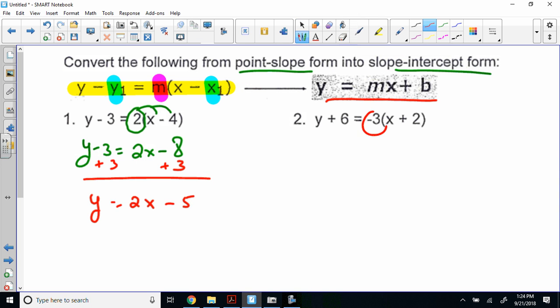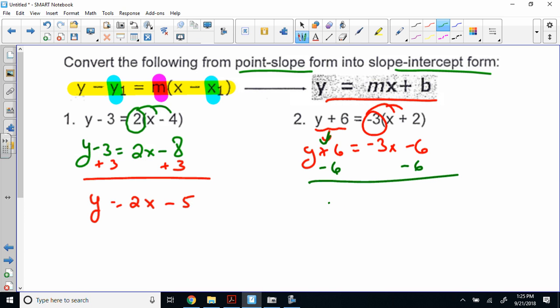So let's look at this one. Did you distribute the negative 3? So that'd be negative 3x minus what? So the left side came straight down, right? Now, all I've got to do is this, right? Minus 6. Y equals negative 3x minus what? Thank you. Minus 6. I see what you did there. How about that? How are we doing? Good? All right. Let's do another one.